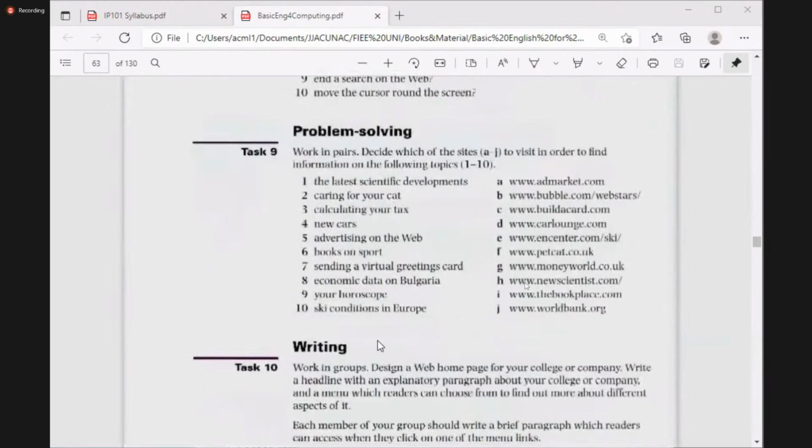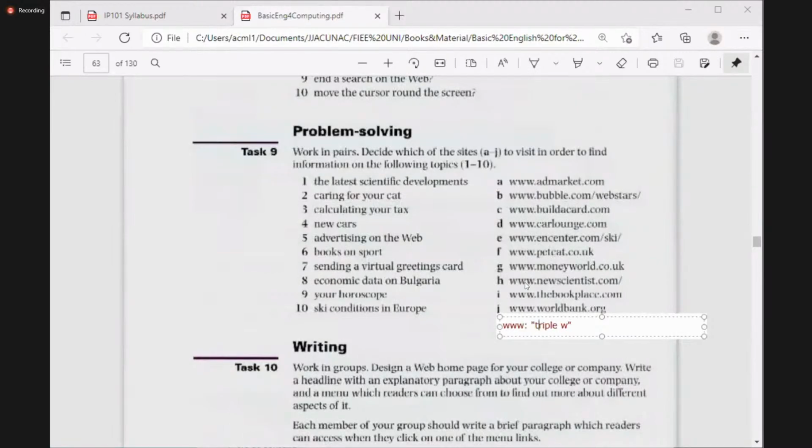Now, there are some cases where they say, for example, what web pages do you recommend to people who want the latest scientific developments? So, scientific developments, newscientist.com. Newscientist.com is the one. What we need to remember is how to address these kinds of web pages. For www, you can announce this like www, or you can just say www. Okay, that is the way to address that.